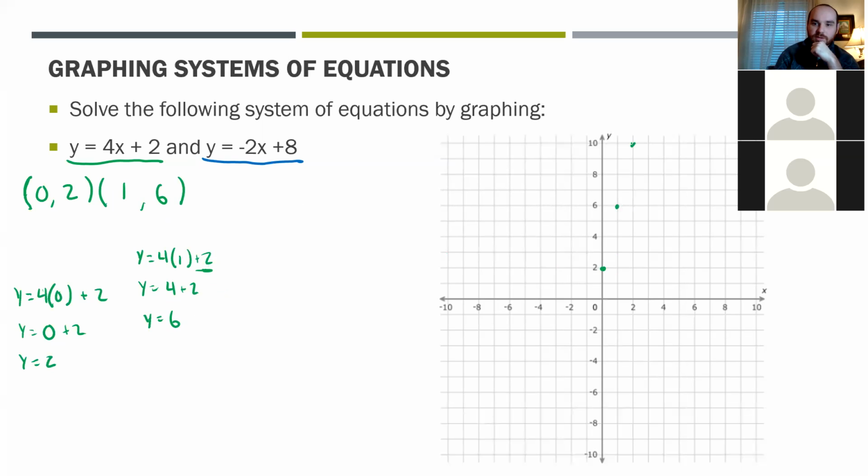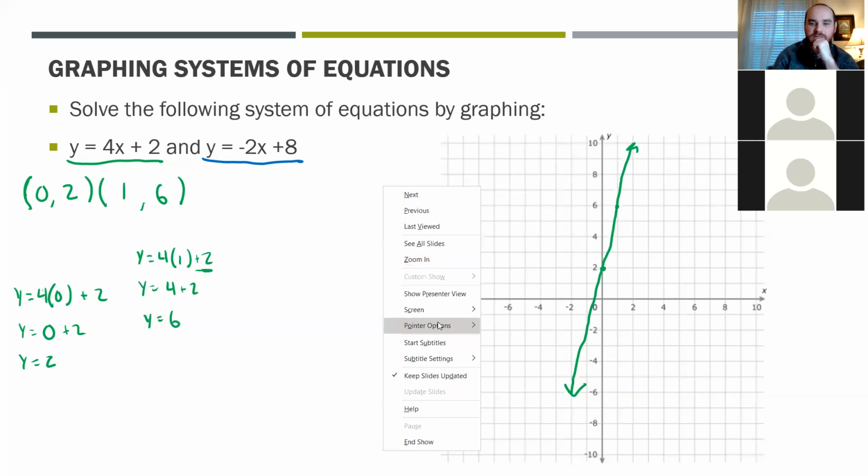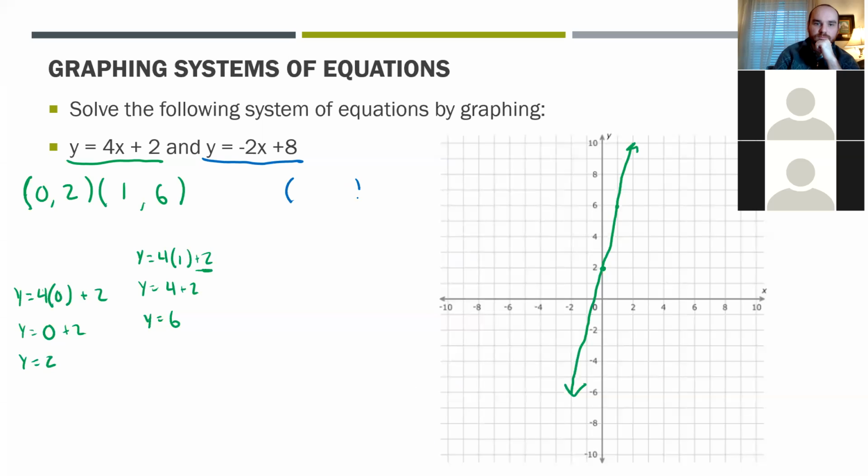So our graph should look something like that. And yes, again, I know it's wobbly. All right. Now we've got y equals negative 2x plus 8. Once again, we need to get to 2 different points. Okay, I'll let Pamela choose the points this time.